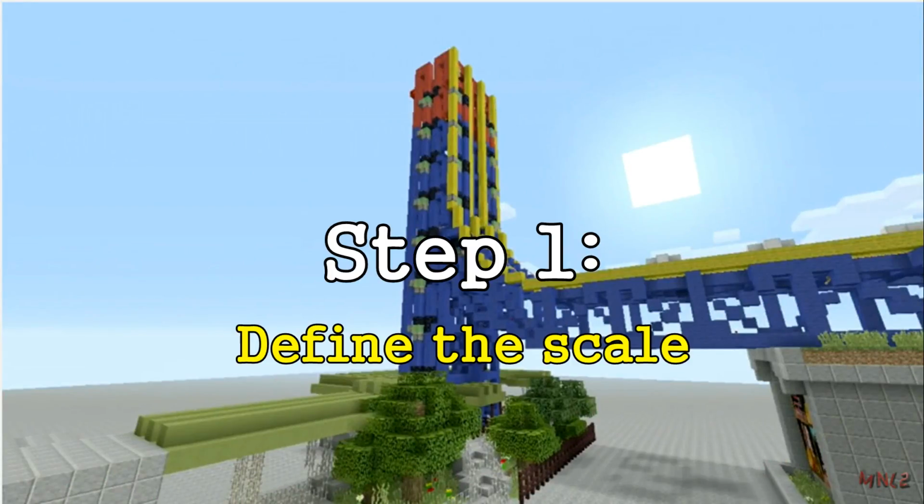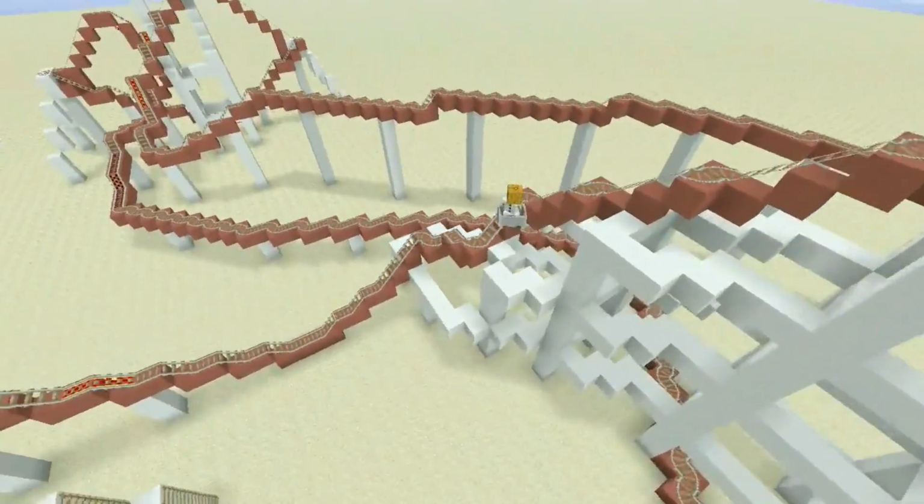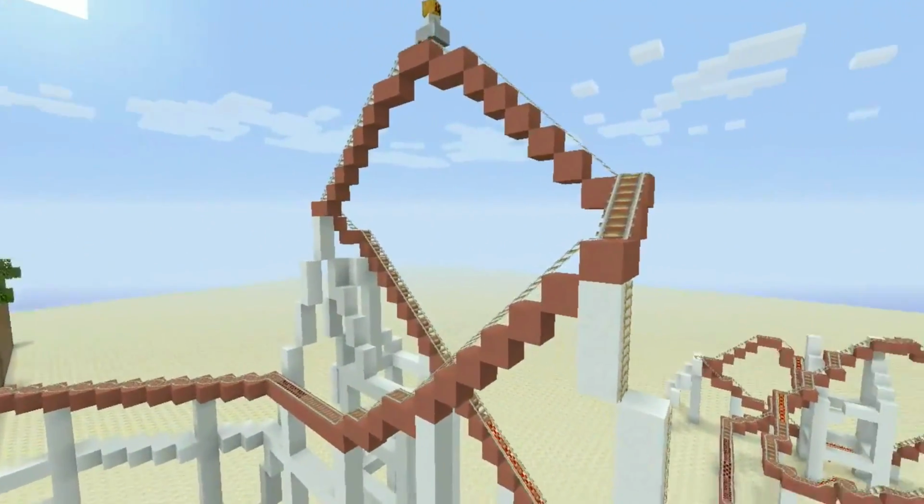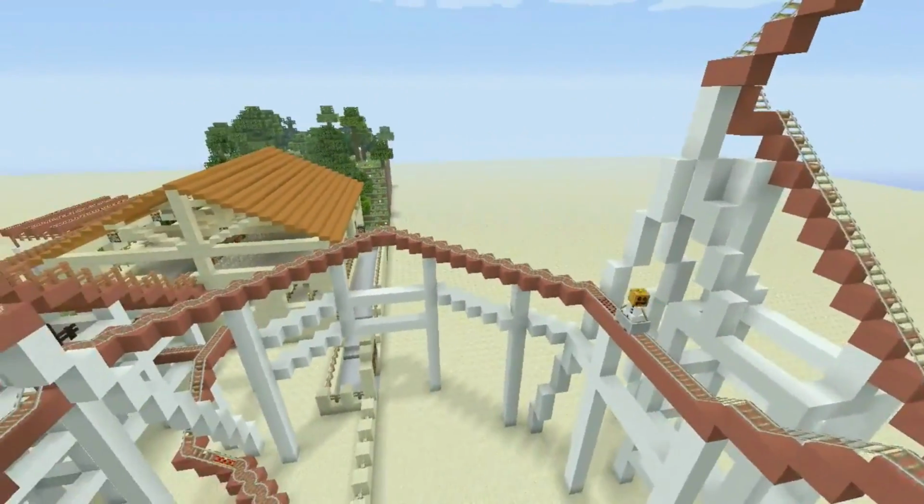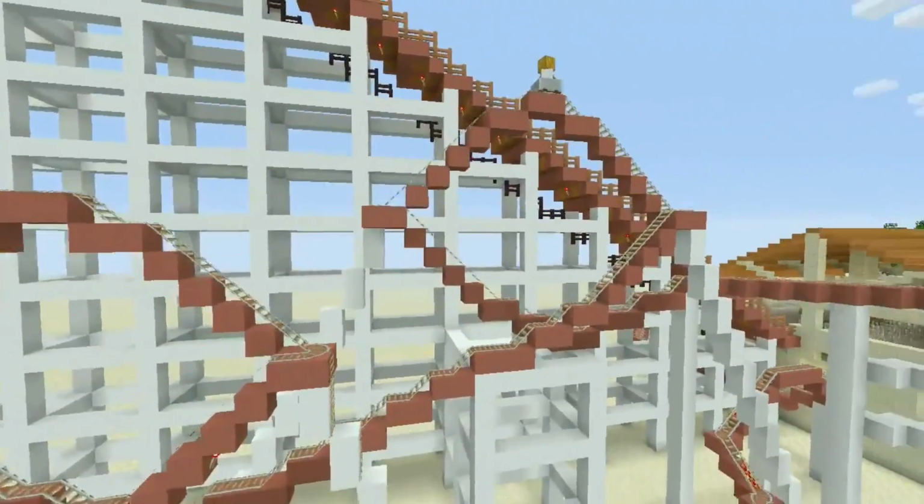Step 1. Define the scale. Before you even place down a single block, one of the most important things to do when recreating a coaster in Minecraft is to define the scale. I have created the concept of coaster recreation scale, and I have made all of its terms to help you understand it. It is important to know which one to use.